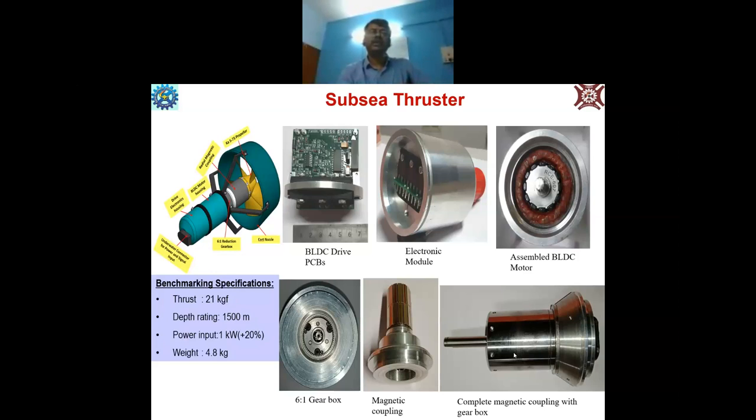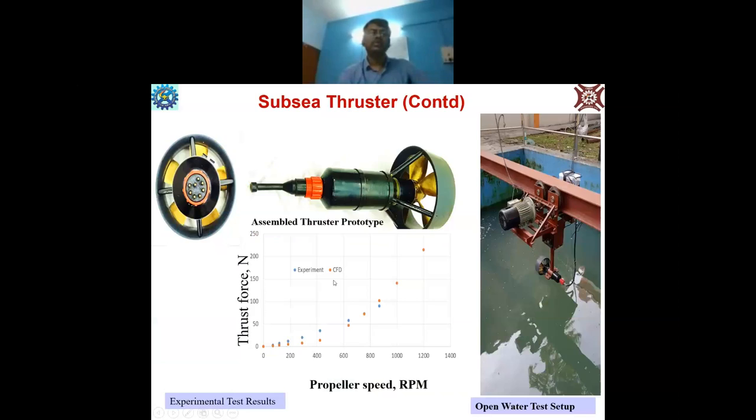So that's why we took an initiative just 1.5 years back to develop a subsea thruster, and we have succeeded in that. This thruster has been designed for 1,500 meters of depth, that is 1.5 kilometers. Power rating is 1.1 kilowatt, and the thrust we can achieve is around 21.4 kg force, that is 210 Newton, and the weight of the thruster is 4.8 kg. The motor has been indigenously built in collaboration with a Mumbai-based electrical firm. The BLDC drive and PCB have all been indigenously designed for this subsea thruster development.